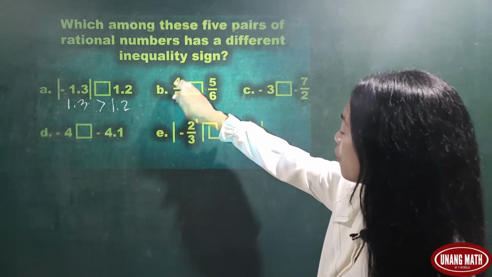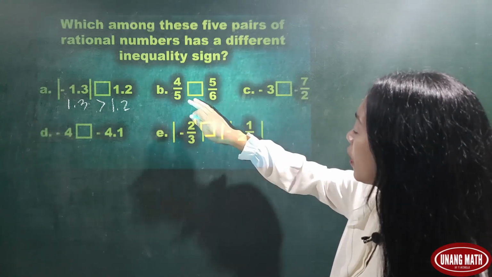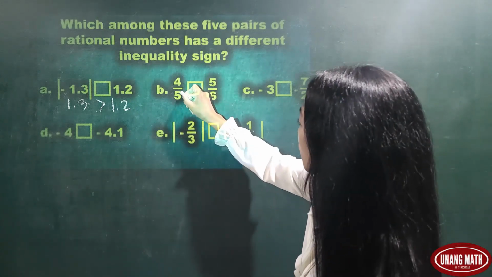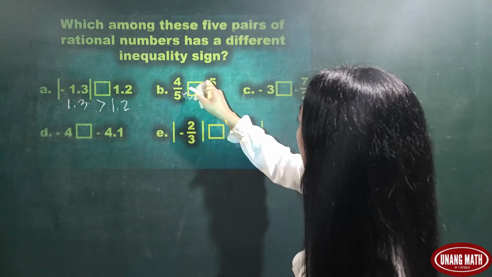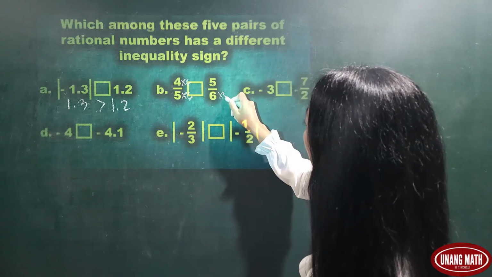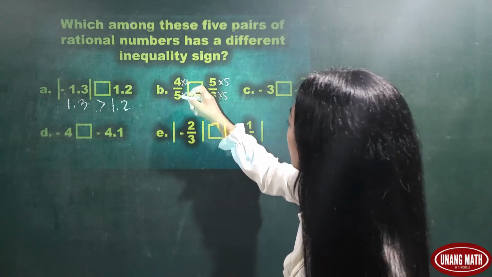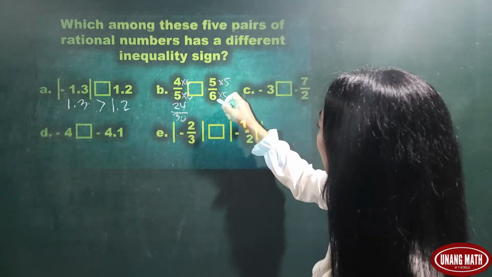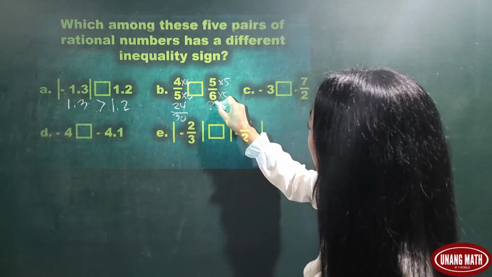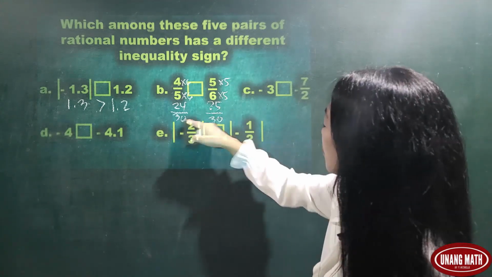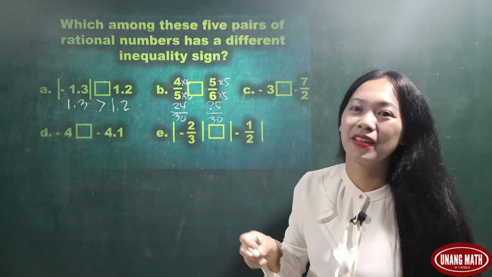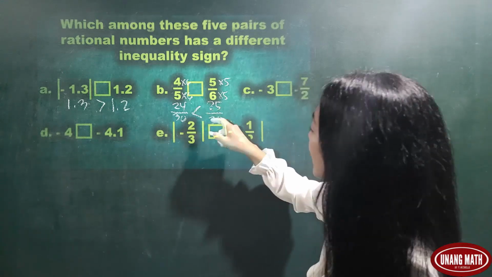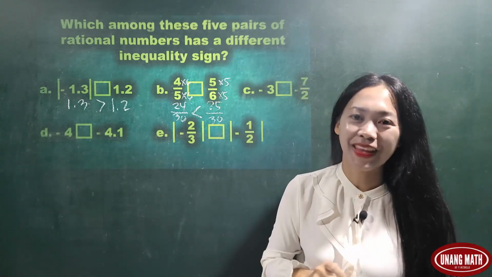How about letter B? 4 over 5 and 5 over 6. We can compare these two fractions more easily if we make their denominators the same. So this is times 6, this is times 6, this is times 5, this is times 5. So 24 over 30, and this is 25 over 30. Same denominators, same positive numbers, but 24 over 30 is less than 25 over 30.